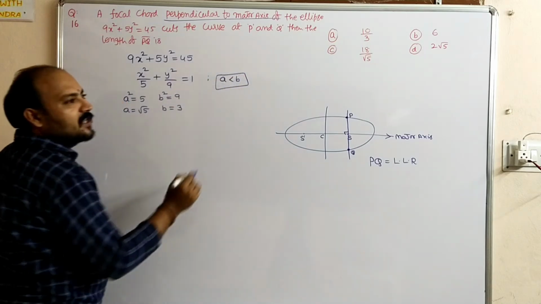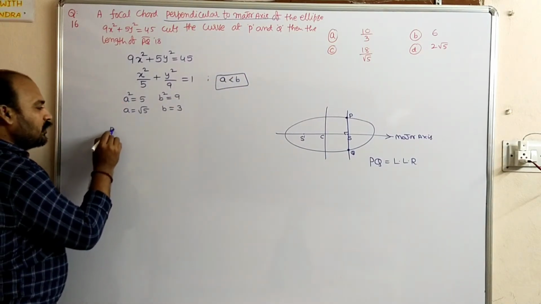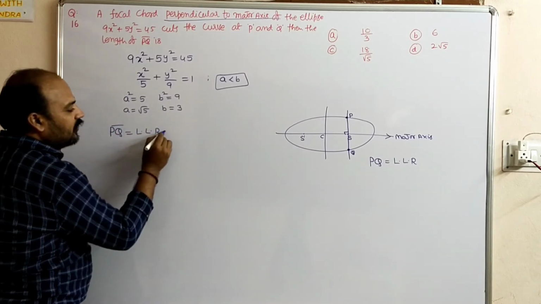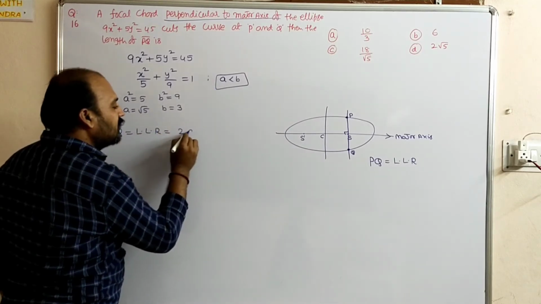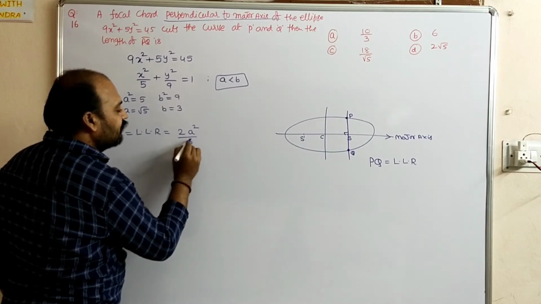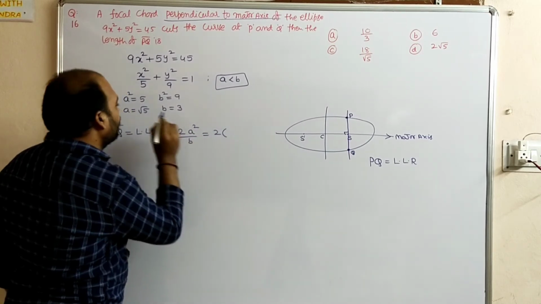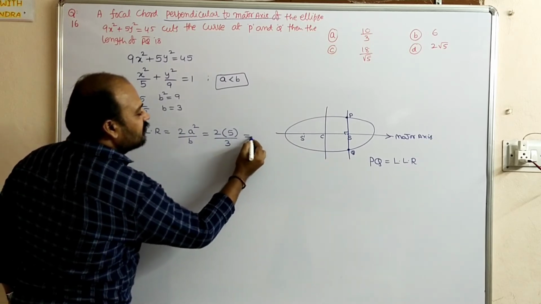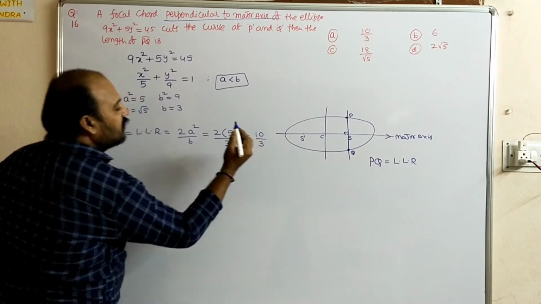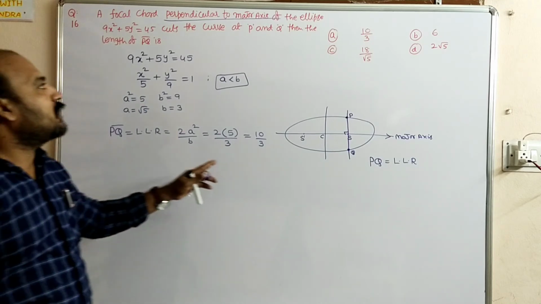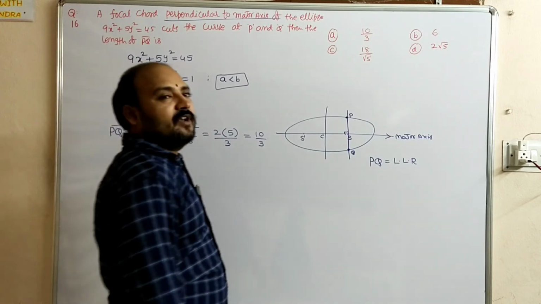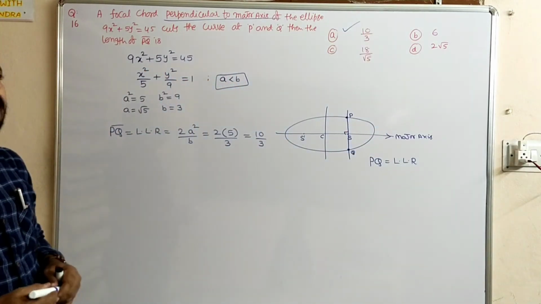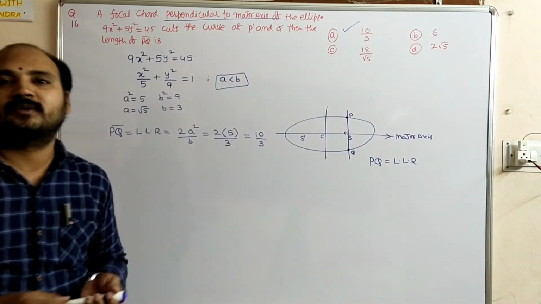Whenever A is less than B, PQ is equal to length of latus rectum LLR. When A is less than B, the formula is 2A square by B, which is equal to 2 into A square value 5 divided by B value 3, which is equal to 10 by 3. Therefore, the length of latus rectum is 10 by 3 according to the given equation of ellipse. We will move to the next question.